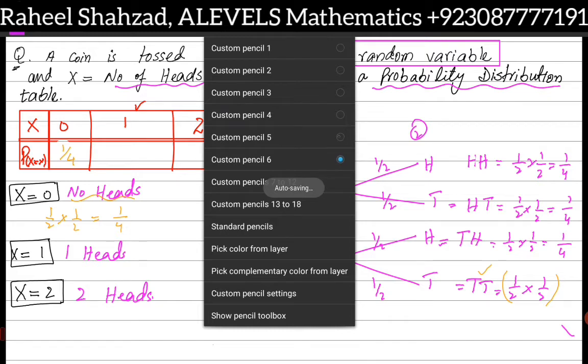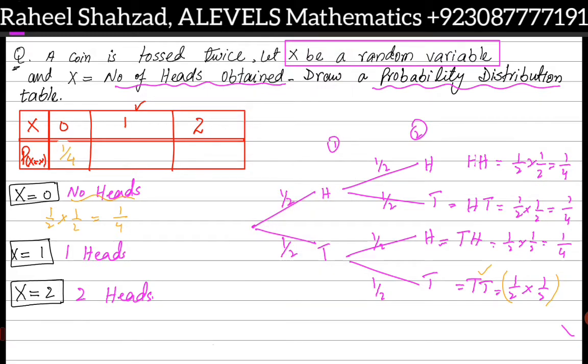Okay, second one is, it says we have one head. Now what are the possible answers? We may have heads and tails, or we may have tails and heads. So one head means probability of heads and tails plus probability of tails and heads, so that is equal to 1 by 2 into 1 by 2 plus 1 by 2 into 1 by 2, that is equal to 1 by 4 plus 1 by 4, that is equal to 1 by 2, so it is 1 divided by 2.